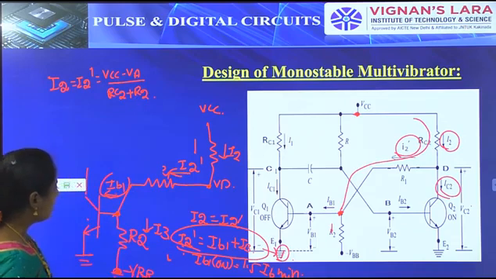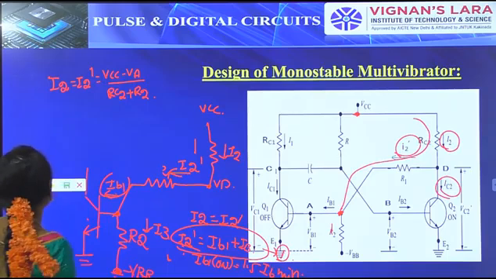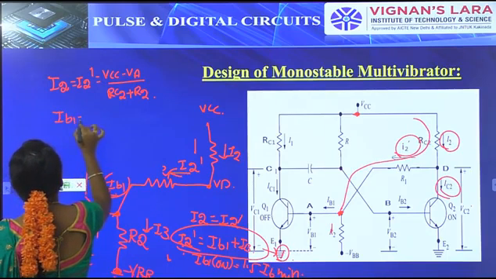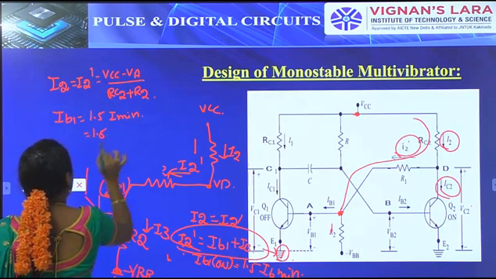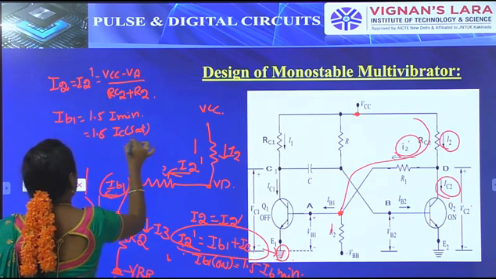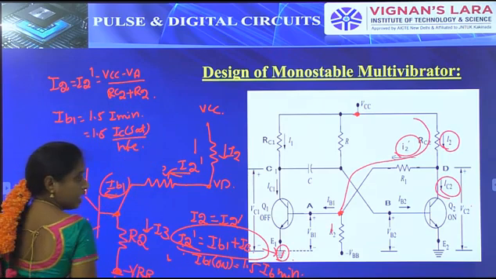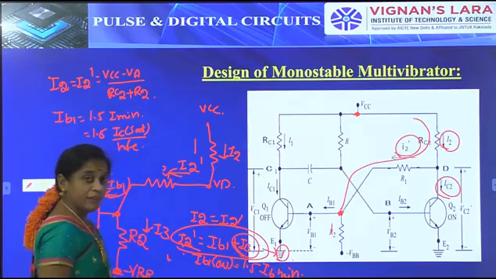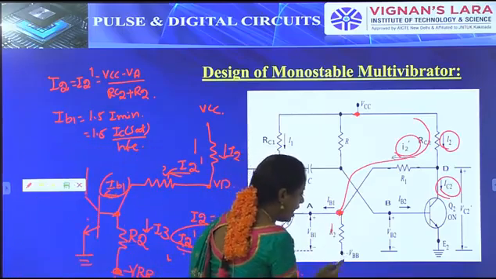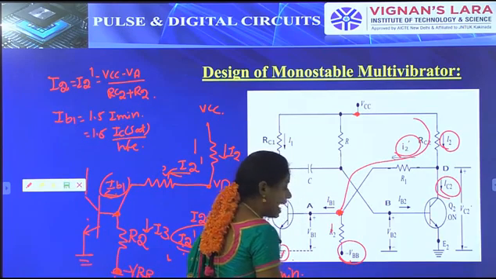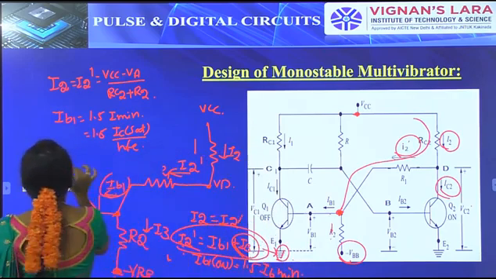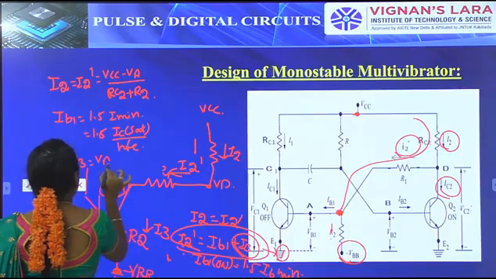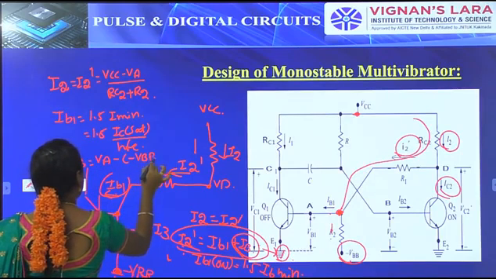After that we have to find the IB1 current. As we know, IB1 is equal to 1.5 into IB minimum, where we know the value of IB minimum, that is IC sat by HFE. After that we have to find the I3 current, where it starts at the position of VA and ends at the position of VBB. Simply, I3 becomes VA minus of minus VBB by R2.